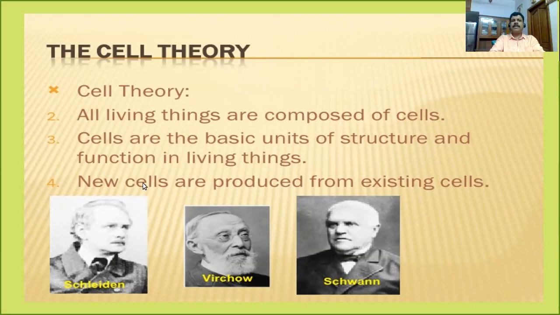Dear students, based on these concepts, the modern cell theory had been arisen. According to cell theory, all living things are composed of cells. The cells are the basic unit of structure and function in living things. New cells are produced from pre-existing cells. Okay, this is actually the detailed outline about the cell theory.